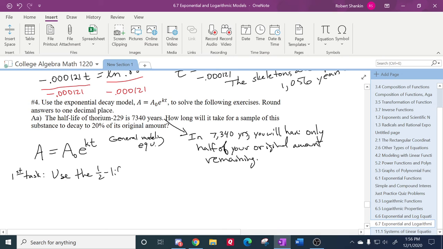the half-life info to find A0 or K. We've got to get the two constants, and once we get whatever we can of these, if we can get A0, we do A0. If we can't, we at least get K, and then we'll get the specific, thus getting the specific modeling equation.